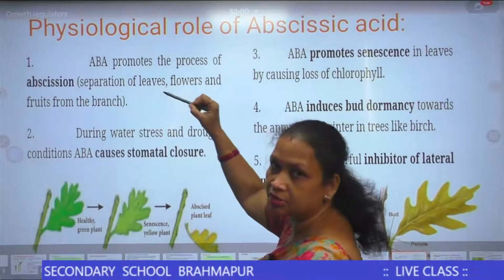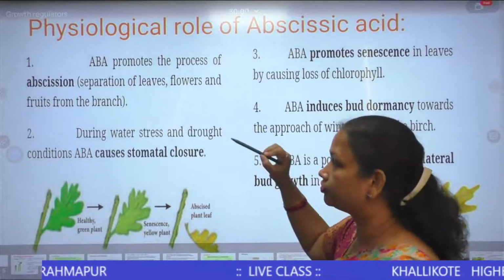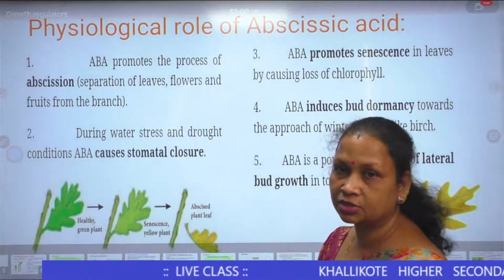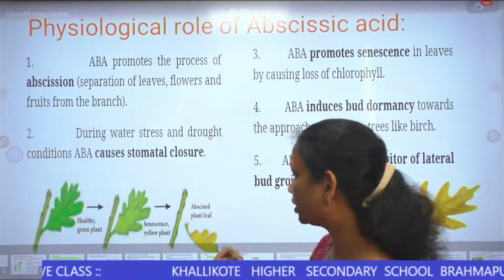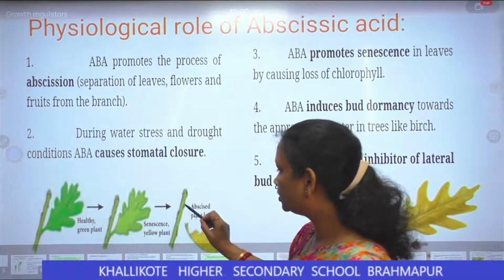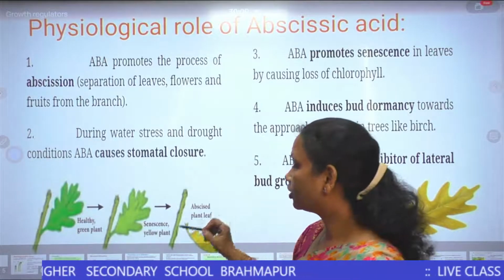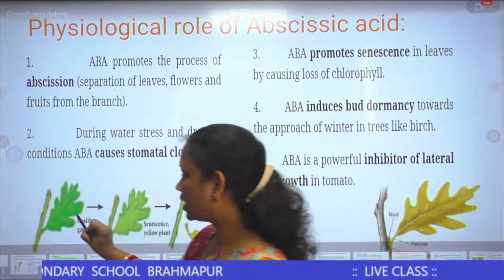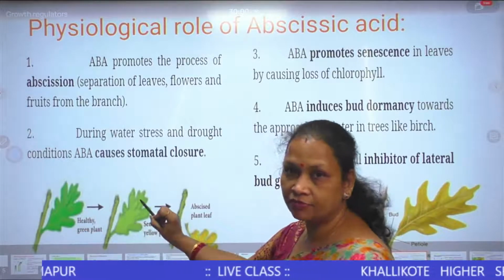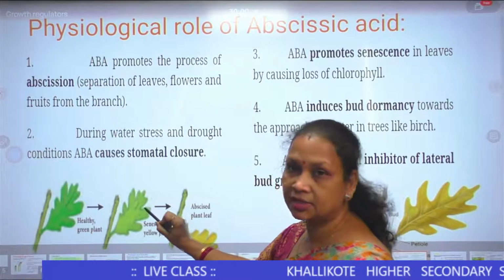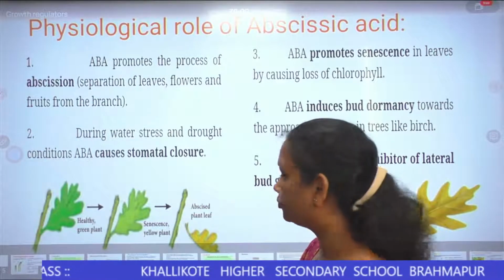The physiological role of abscisic acid. What is the physiological role of abscisic acid? Abscisic acid promotes the process of abscission. Just previously we saw what was abscission. It was the separation of the leaf, flower or fruit from the branch. It is an essential activity because the older leaves have to be shed, and then the same point will start developing a new leaf or a young leaf.